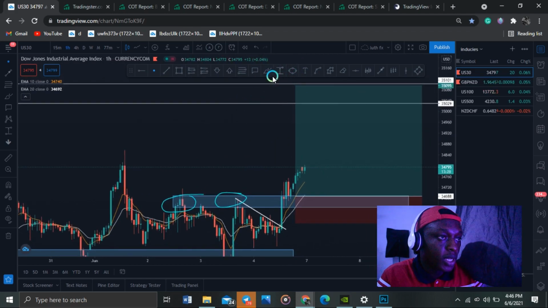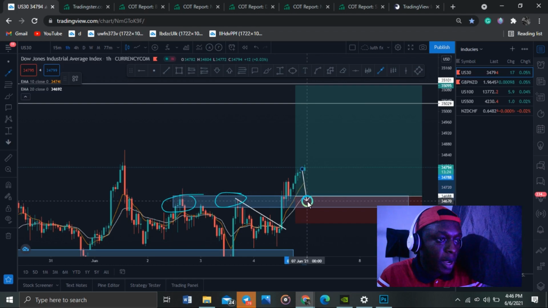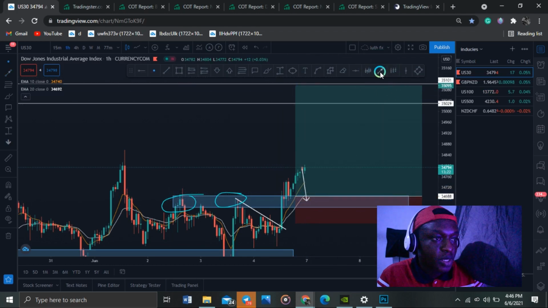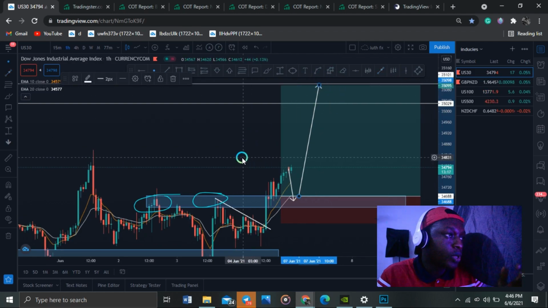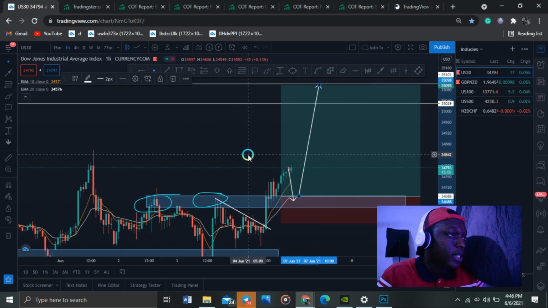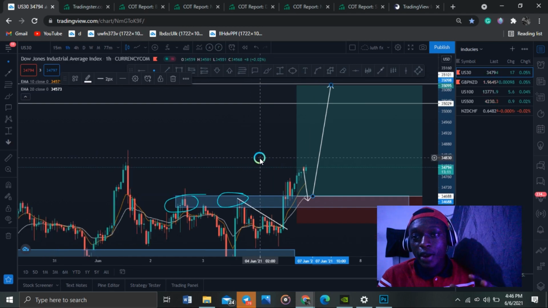But like I said earlier on, I'm expecting price to do what? To come back to this zone, to give me a retest before price makes a move all the way to the upside. So I'll be looking at the 4 hour time frame and the 1 hour time frame, and I trade the indices and the forex differently.